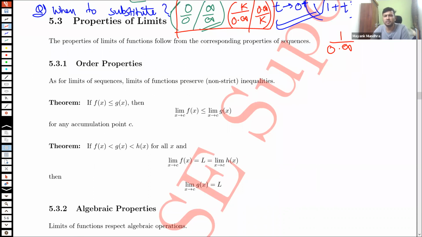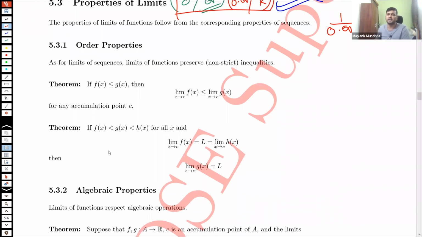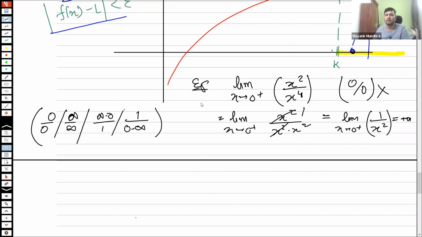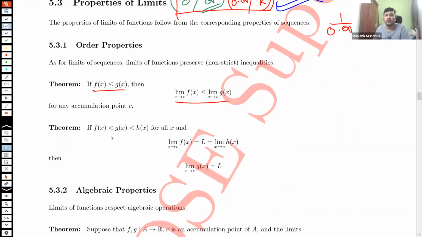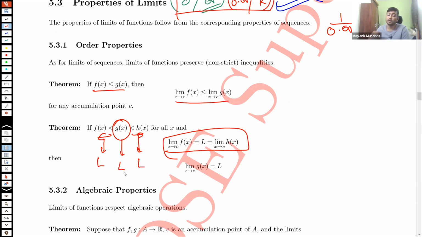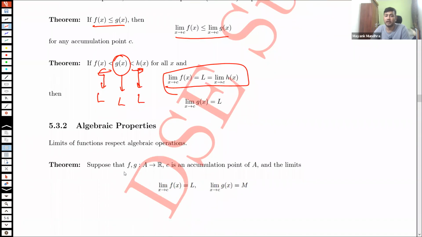All right, some simple properties of limits. If one function is always less than the other function, the limit of the lower function is always going to be smaller. If a function g of x is sandwiched between f and h, and the limit of both these functions f of x and h of x is L, then g of x has no option but to have a limit L. So this is the sandwich theorem.